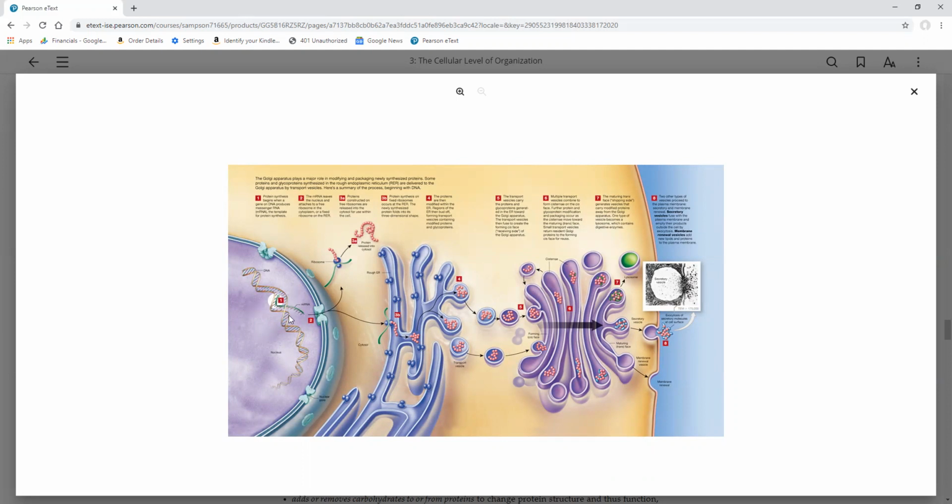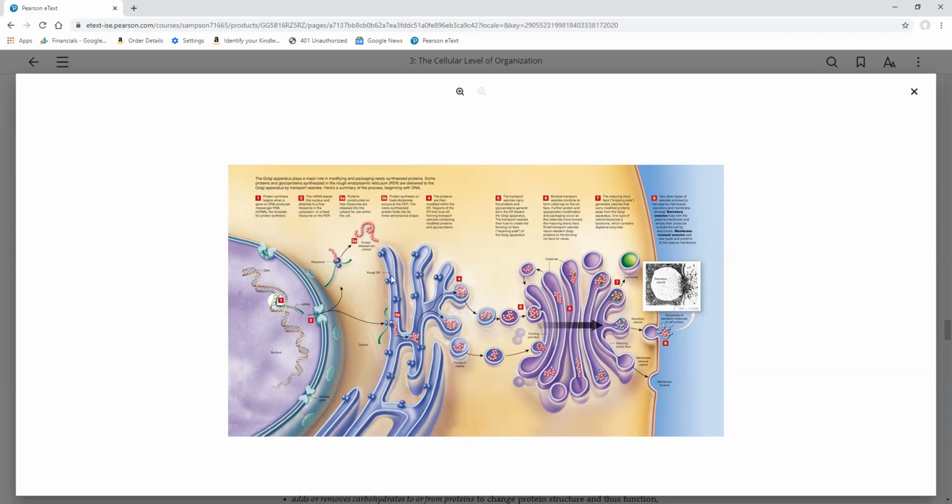Okay, so this is translating messenger RNA into what? Into amino acids, into a protein, okay? So transcription occurs in the nucleus. Translation occurs where? In the cytosol, right? In the cytoplasm, cytosol, it's a liquid. Okay, so remember that, all right?